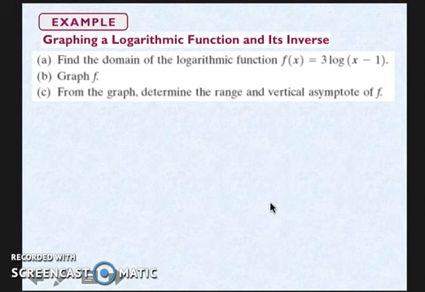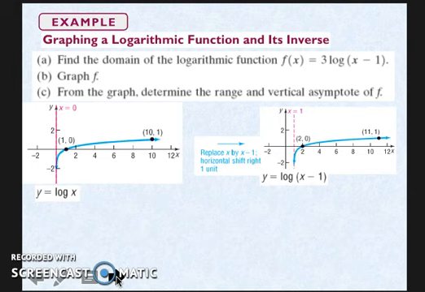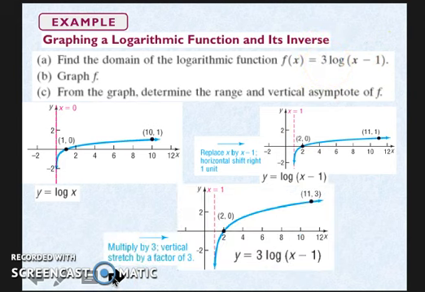It says find the domain of the log function when f(x) equals 3 times log of x minus 1. Graph the function, and from the graph determine the range and vertical asymptote of f. This is what it looks like, the parent function. Now you have to replace x with x minus 1. That means the horizontal shift 1 right, and then this 3 tells you the dilation, the vertical stretch. So it's vertically stretched by a factor of 3.